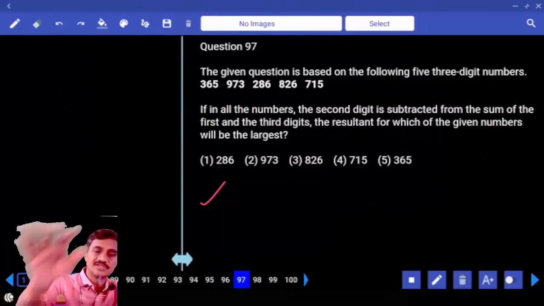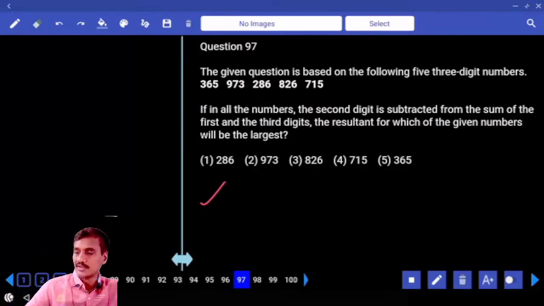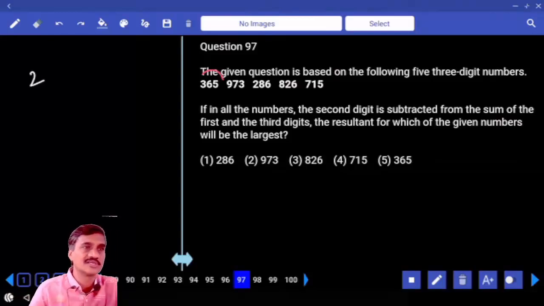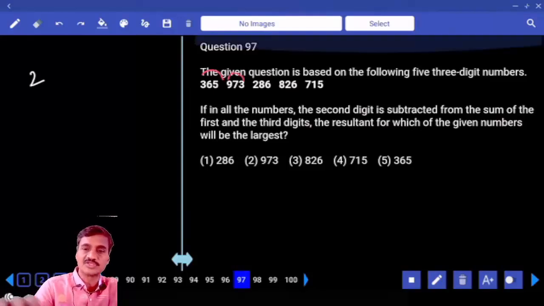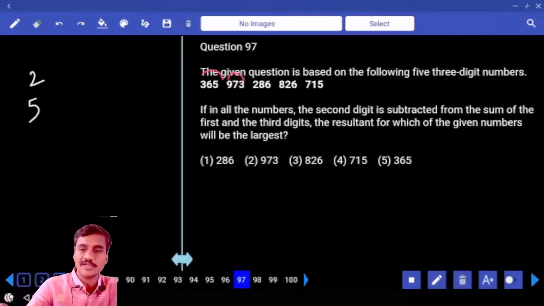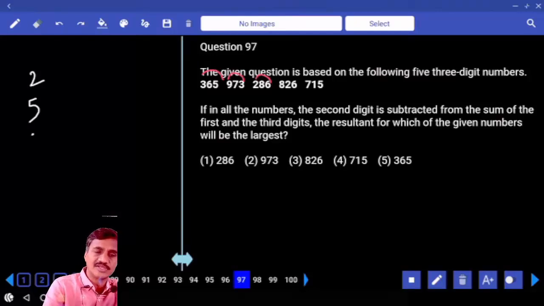Then 97 onwards, which category is it based on here? It is based on a set of numbers. In all the numbers, the second digit is subtracted from the sum of the first and the third digit. Now in the first one, the sum of the first and the third is how much? 8. Minus 6, that is 2. The resultant element is 2. Now in this one, 9 plus 3, 12 minus 7, it is 5. And 2 plus 6, 8 minus 8, 0.